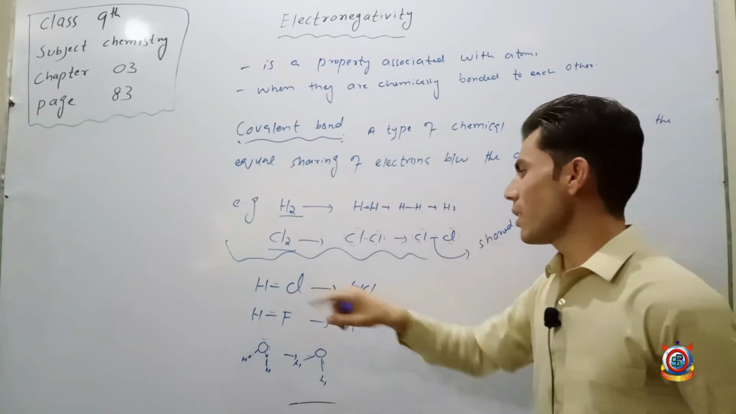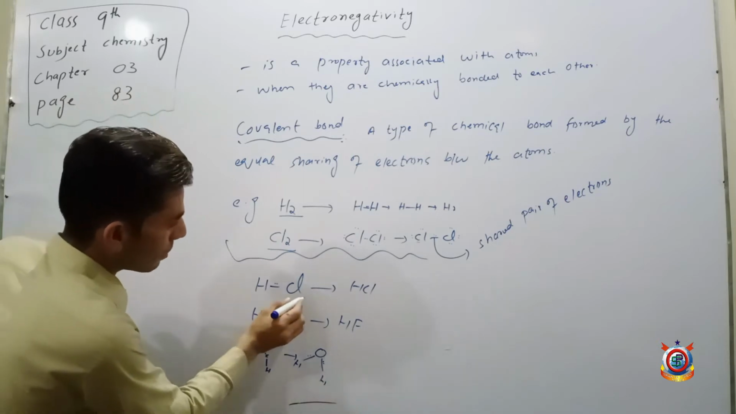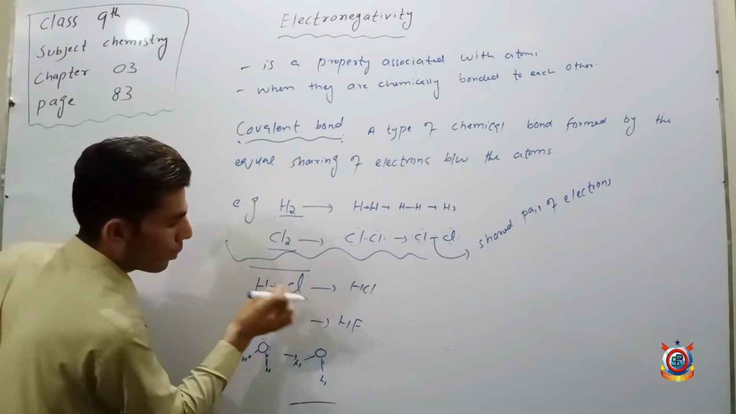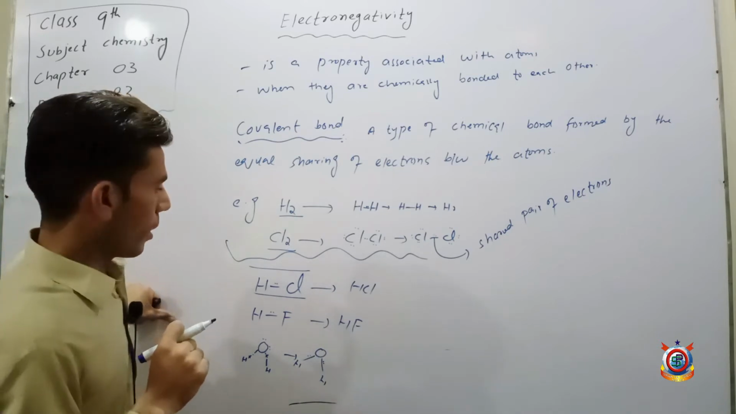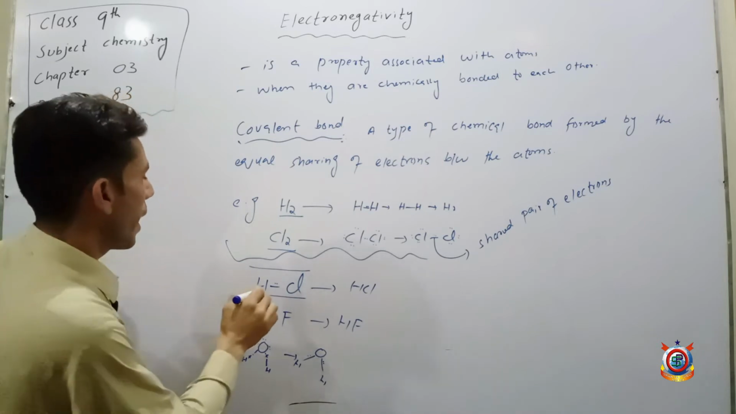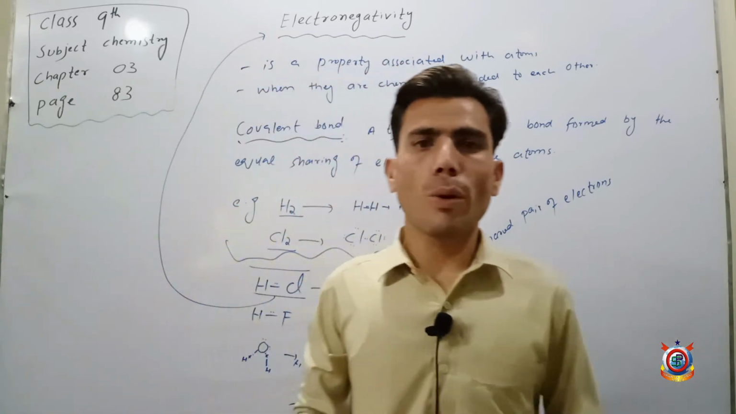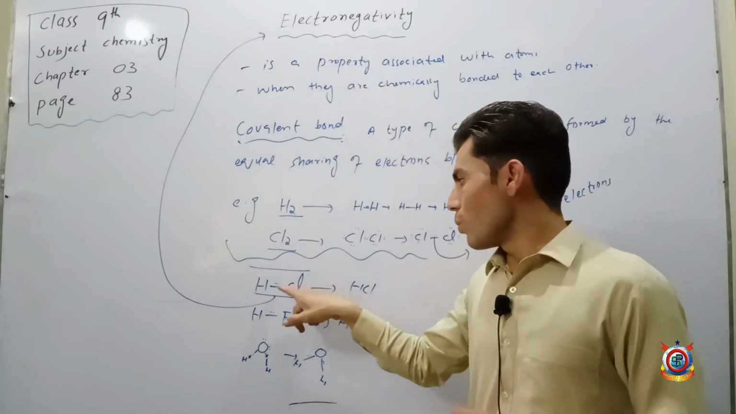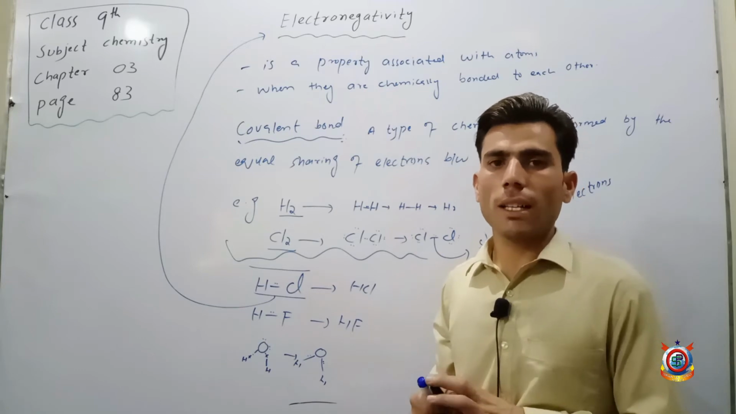When different atoms are bonded together, for example HCl, HF, H2O, they have different abilities to attract the shared pair of electrons towards itself in a covalent bond. And this ability of attracting the shared pair of electrons towards itself in a covalent bond is called what? It is called electronegativity.